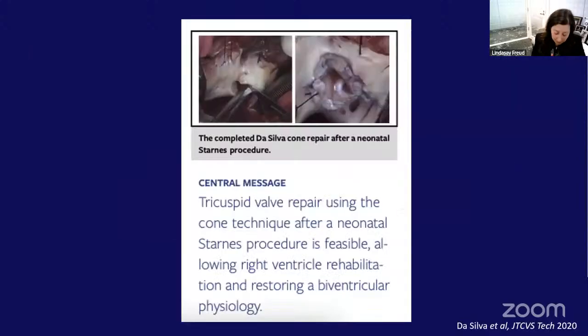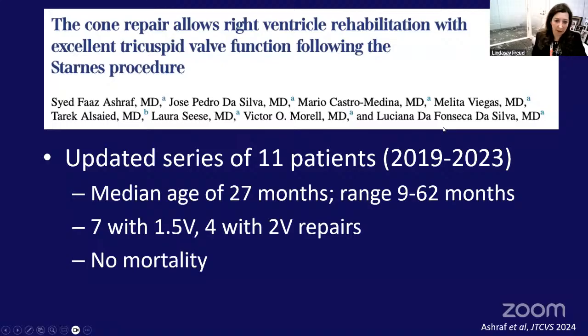Now, what's really exciting about what's happening in this field is that now that we've understood that a Starnes is the safest way to get these children out of this very tenuous neonatal period, we're coming to understand more and more that it doesn't mean that the patient is destined for single ventricle management. So after the Starnes procedure has been done, tricuspid valve repair using the da Silva cone technique can restore a 1.5 or biventricular physiology. And there's growing experience with this, mostly by Dr.